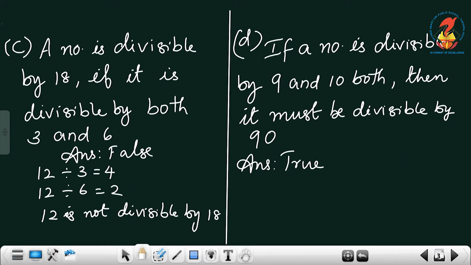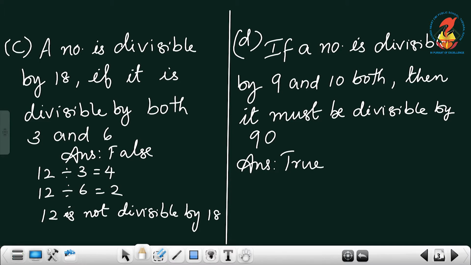Consider the example, 12 divided by 3 is 4. 12 divided by 6 is 2. Both these are divisible. But 12 is not divisible by 18. If both these numbers are co-prime, then we can say it is divisible by their product also. Next, if a number is divisible by 9 and 10 both, then it must be divisible by 90. Why? 9 and 10 have no common factor other than 1. So, these two are co-prime numbers. So, that number is divisible by their product, 90, also.